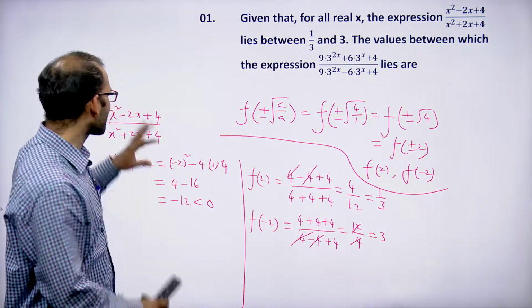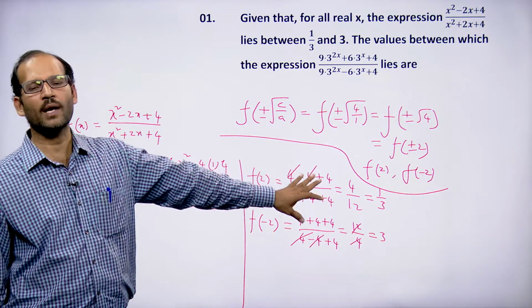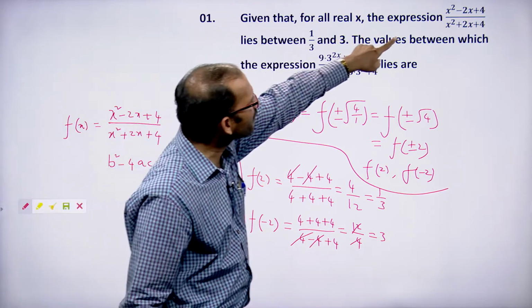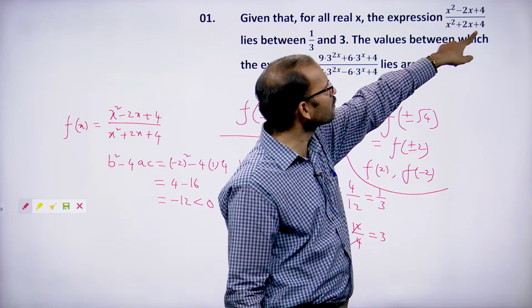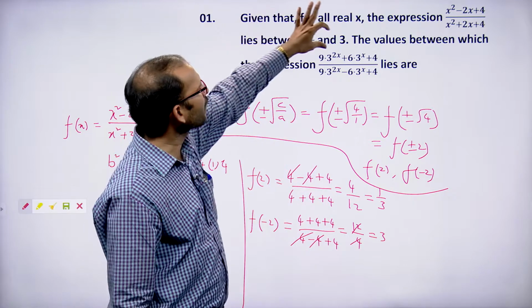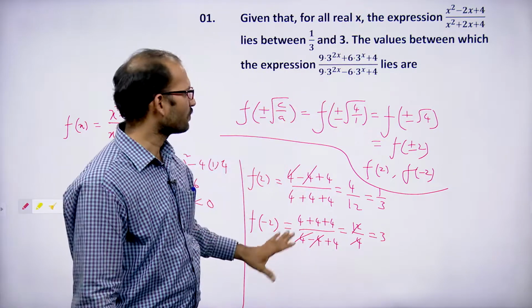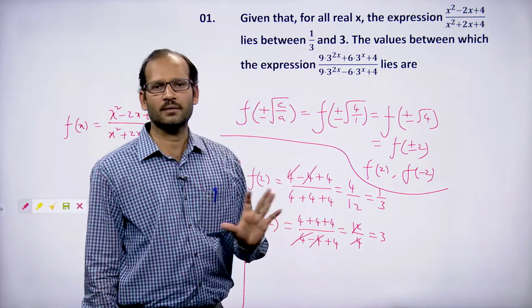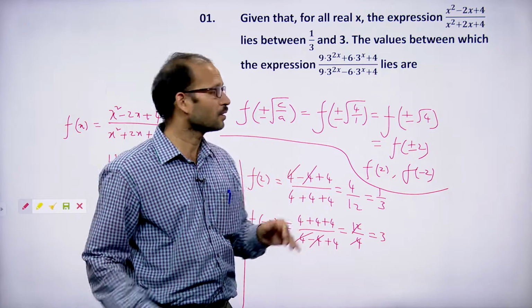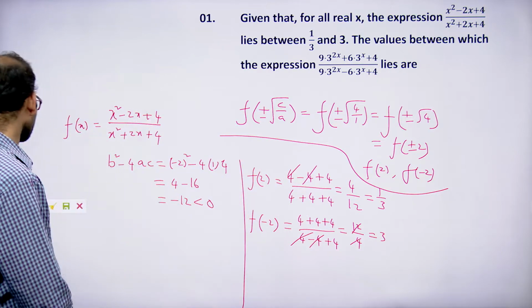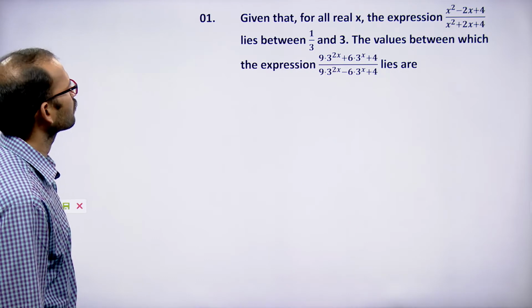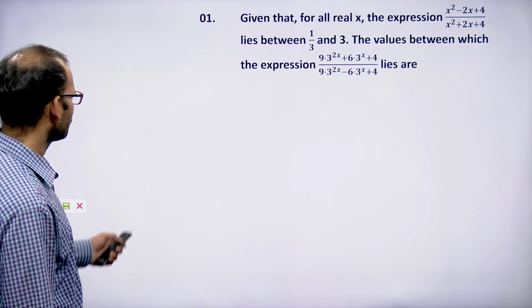So therefore this expression lies between 1 by 3 and 3. Even if it is not given that x square minus 2x plus 4 by x square plus 2x plus 4 lies between 1 by 3 and 3, we can say that this expression lies between 1 by 3 and 3. Is it okay? Right. Now we will see the solution.